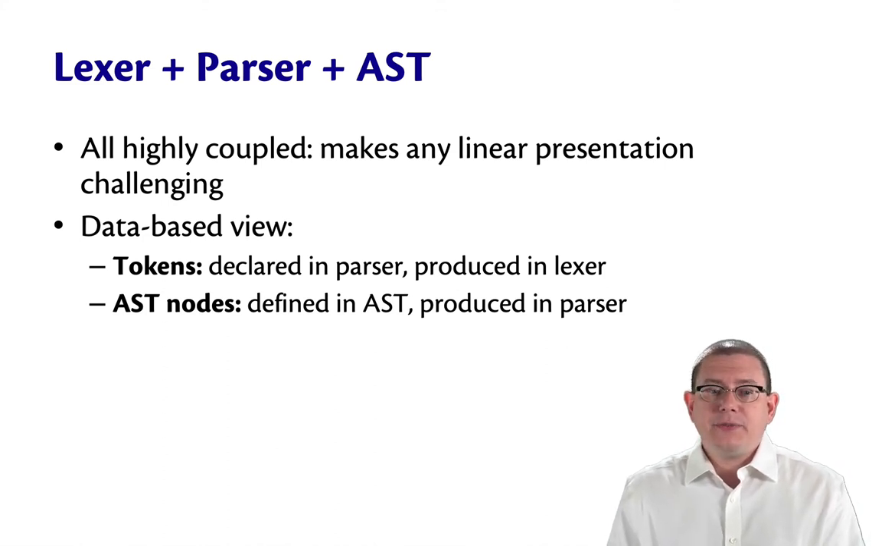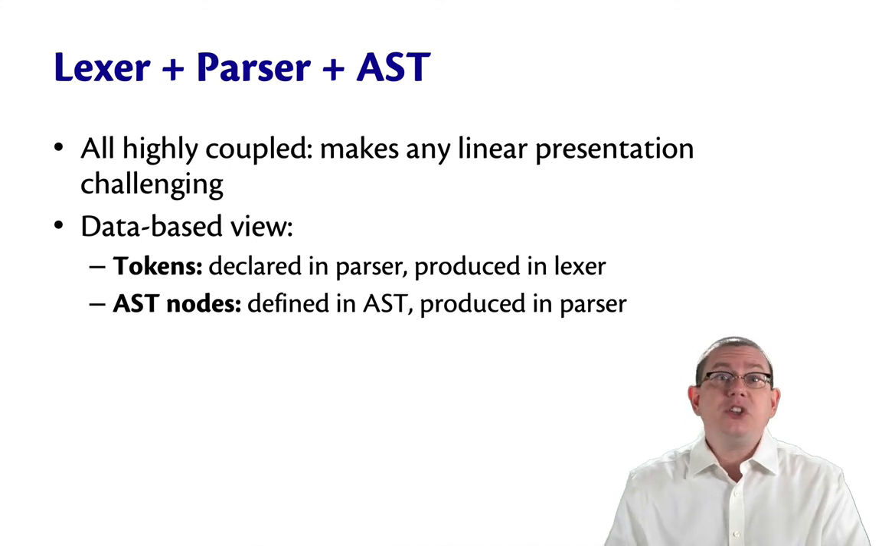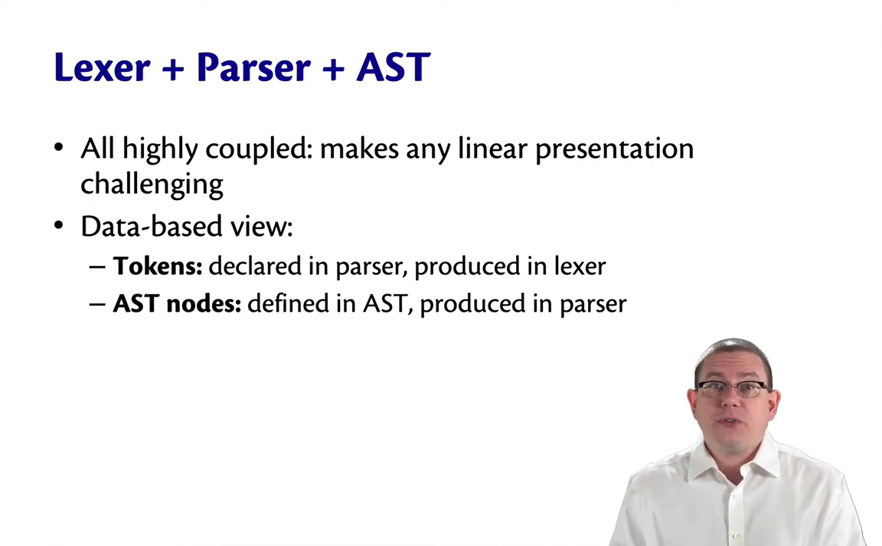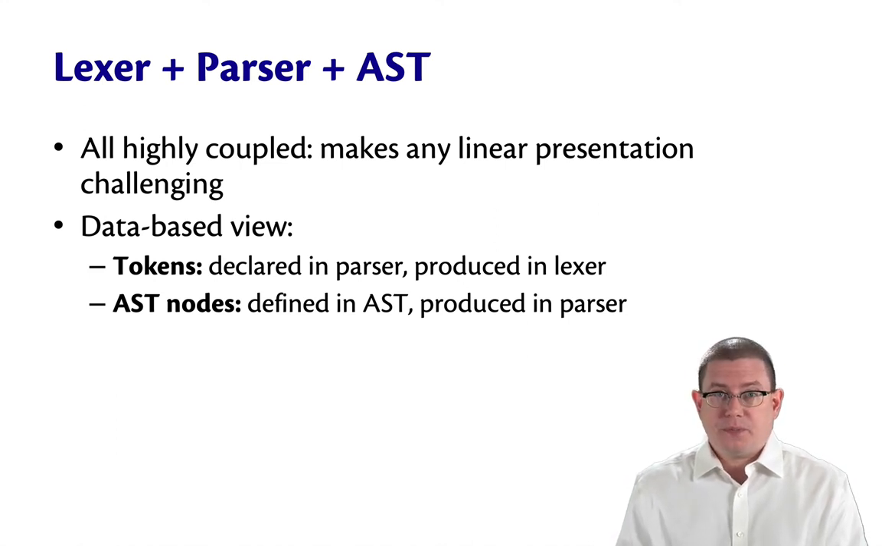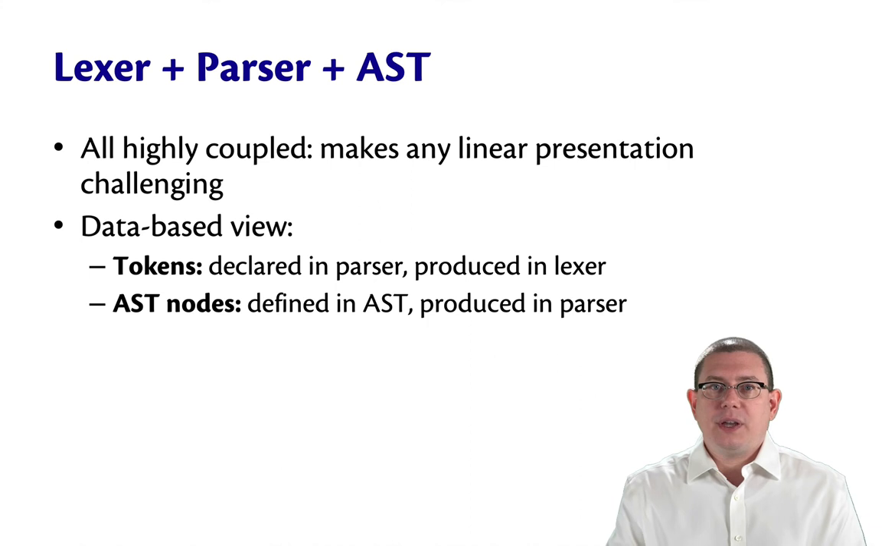One is a database view. So in the database view, we have tokens. Those are declared in the parser. We said percent token in it. And they are produced by the lexer. The other kind of data is AST nodes. Those were defined in our AST module, and they were produced by the parser. So the tokens become the interface between the lexer and parser. The AST nodes become the interface between the parser and everything else that follows in compilation, especially evaluation.